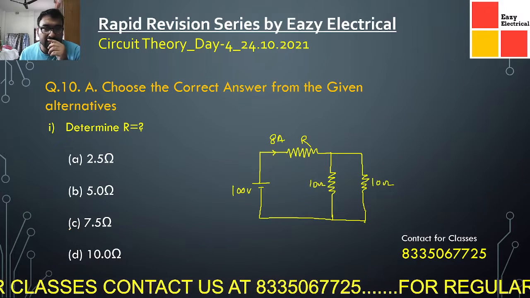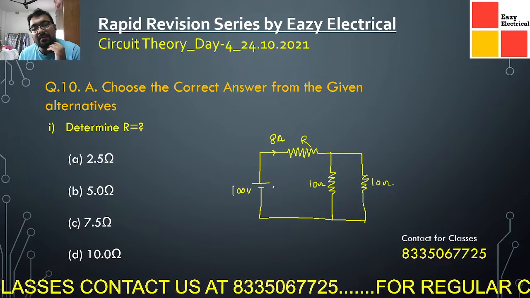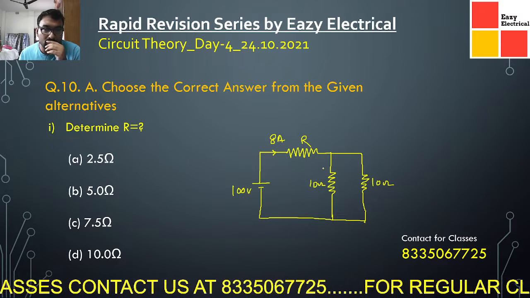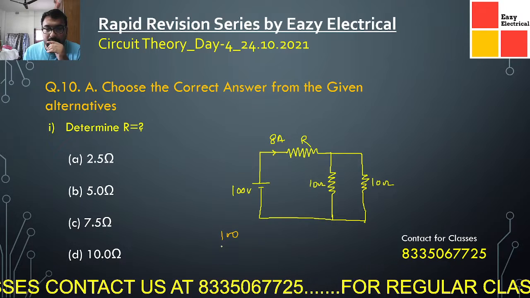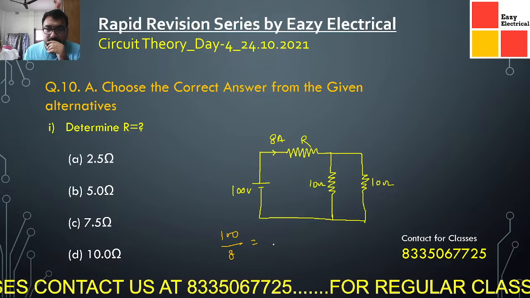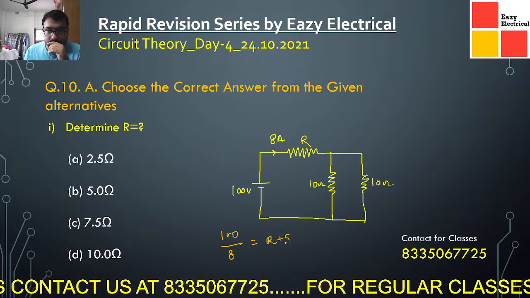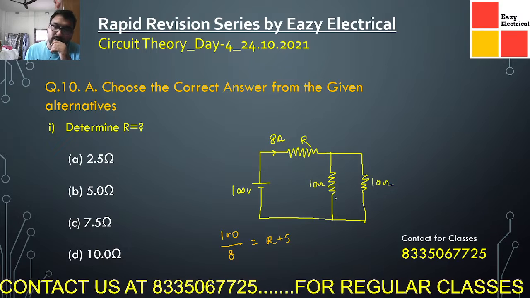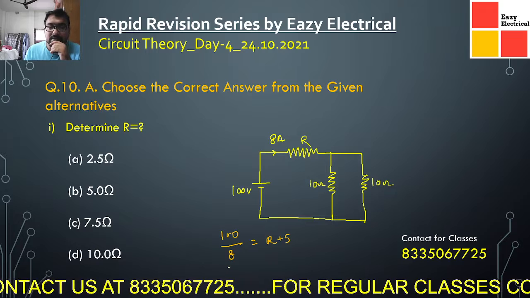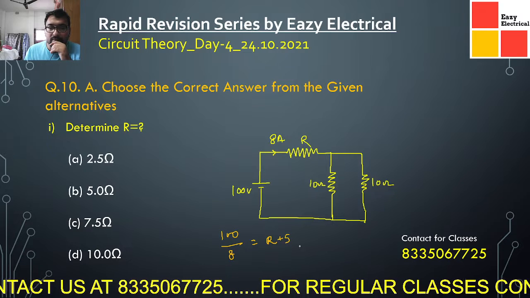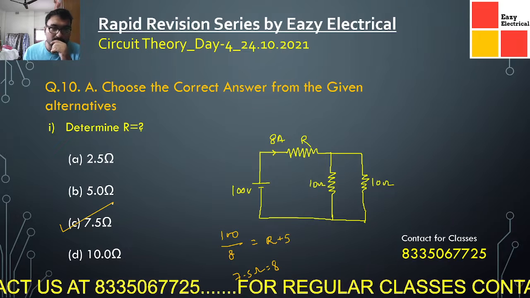Now determine the resistance R. Here the resistance is given. So 100 divided by 8 will give us the equivalent resistance. Now this equivalent resistance is nothing but R into R plus 5. So here in this case, 12.5 minus 5, that is 7.5. 7.5 ohms is the answer. So this will be the correct answer.